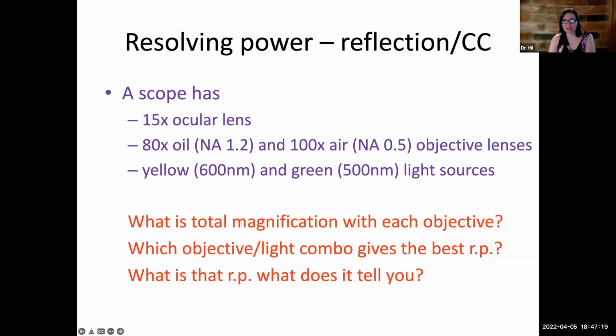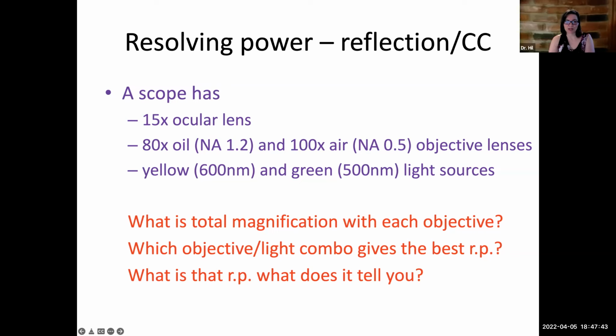Okay, so that brings me to my next question, which is which light source we want to use. As Tao just pointed out, we want the light source that has the smallest wavelength. So what color is that one? Put your answer into the chat. Yes. Of the two options, yellow or green, we're going to choose the green because it has the smaller wavelength.